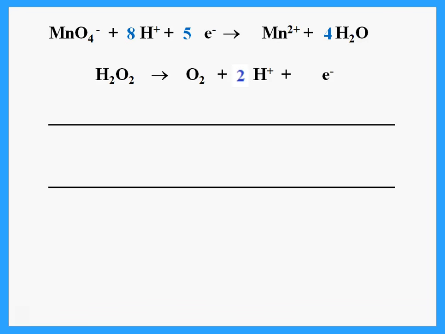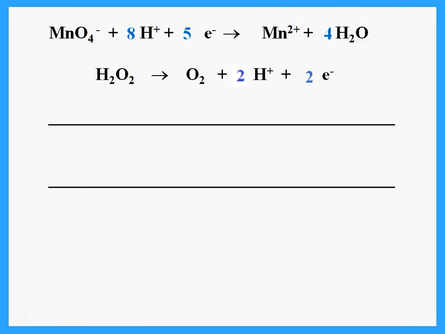Well, before the arrow, there are no charges at all, so the overall is 0. And that means after the arrow, the overall also should be 0. If I have 2 positives, then I need 2 electrons. Then I look at the number of electrons in both equations. One of them has 5, the other one has 2.